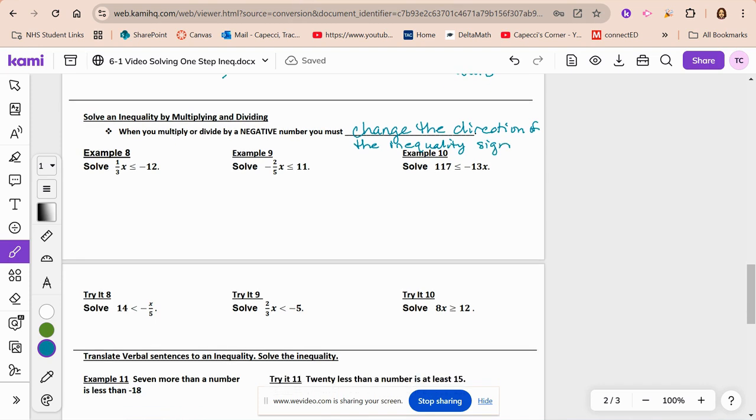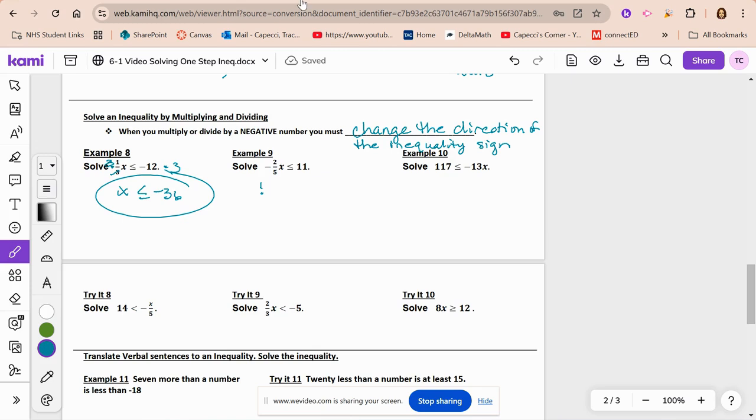All right, so let's start with example 8. Example 8 here. I just want to get that x by itself. So I'm going to multiply both sides by the reciprocal, 3. So this is going to simplify. So x is less than or equal to negative 36, and that's it. Now, I'm allowed to have a negative number in my answer.